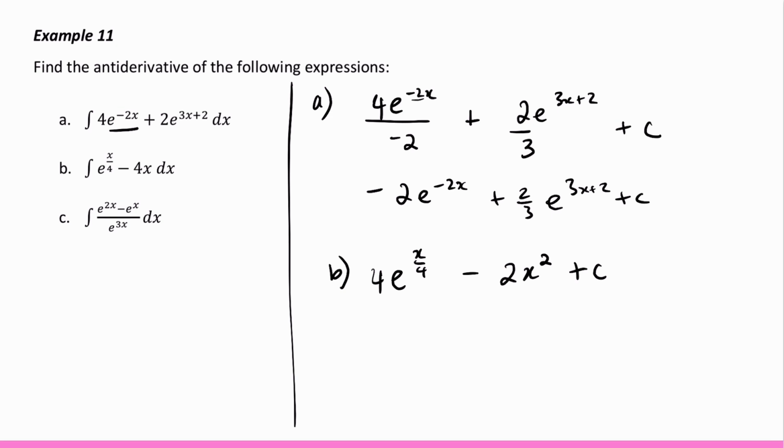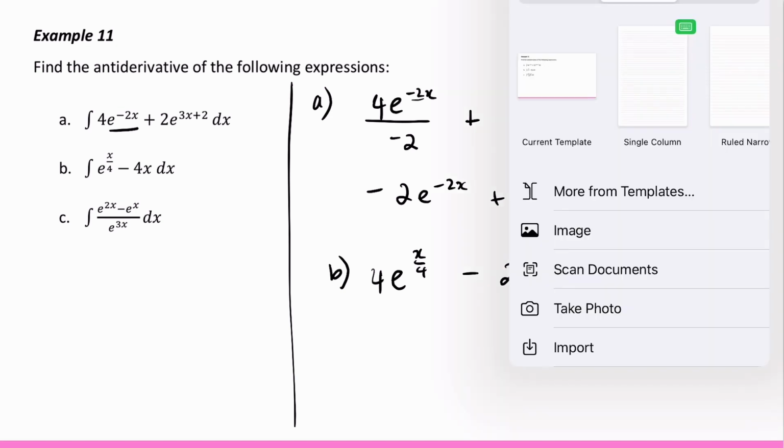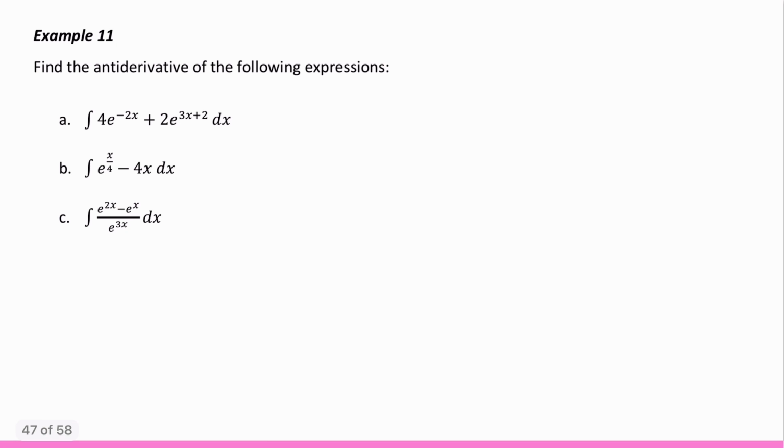Finally, for part C, I don't know if I'm going to fit it on this page. I'm just going to make a new one. So for part C, what we can see is we've got a function divided by another function. So we know we cannot integrate or antidifferentiate when this is the case. So what we must do is split this up. So we're going to split it up.